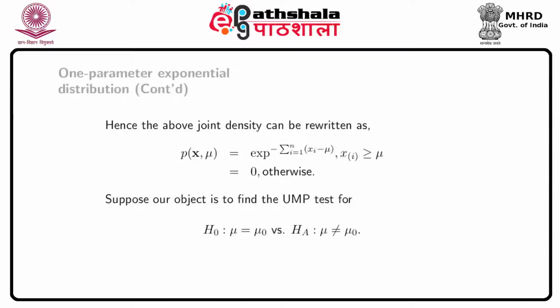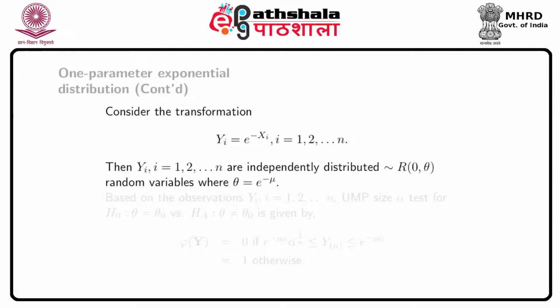Suppose our objective is to find the UMP test for H naught, mu equal to mu naught, against HA, that mu is not equal to mu naught. Consider the transformation yi equal to e to the power minus xi, i from 1 to n. Then yi, i from 1 to n, are independently and identically distributed as R(0, theta), where theta is equal to e to the power minus mu.